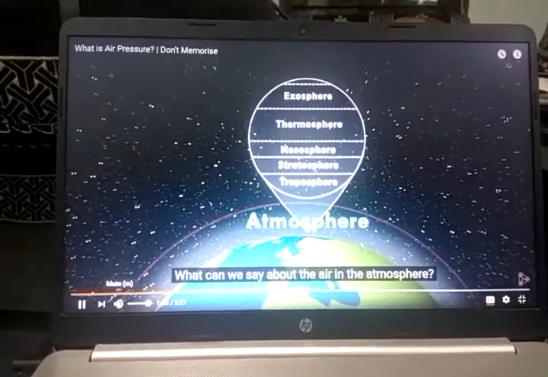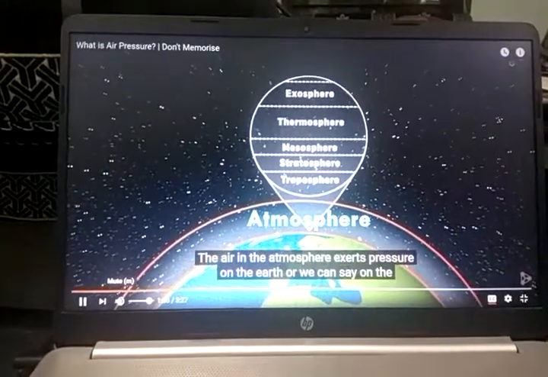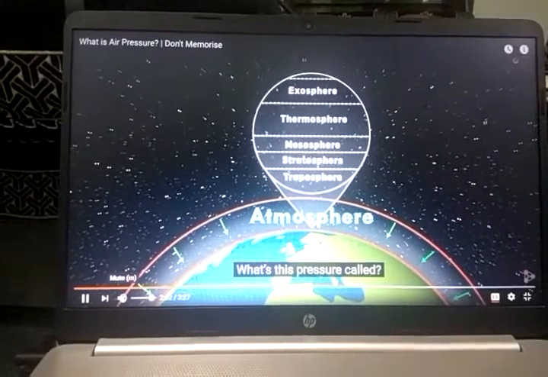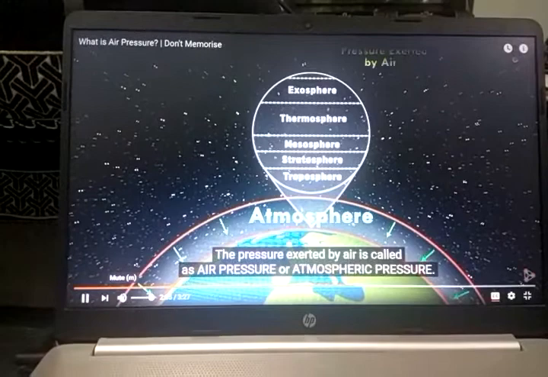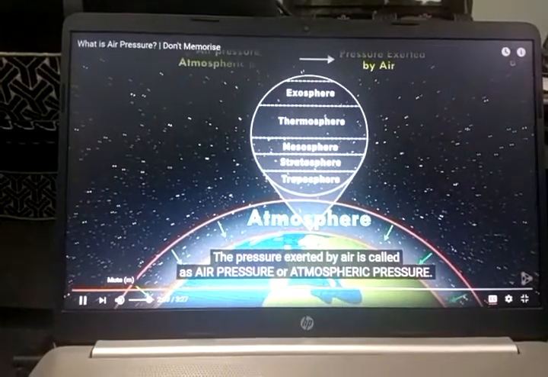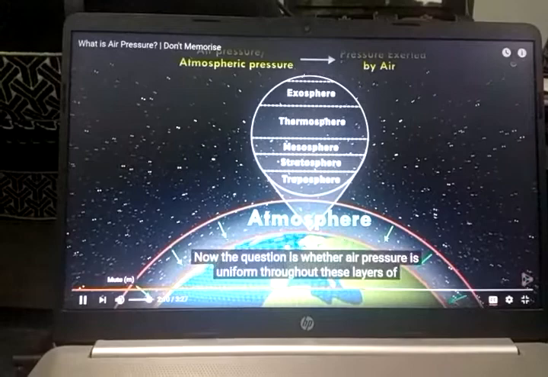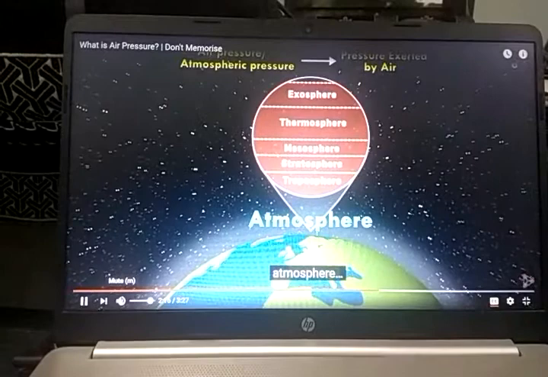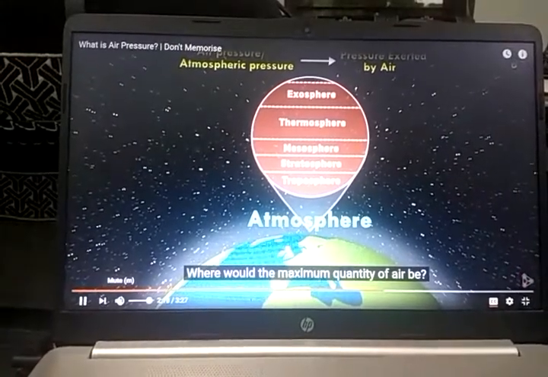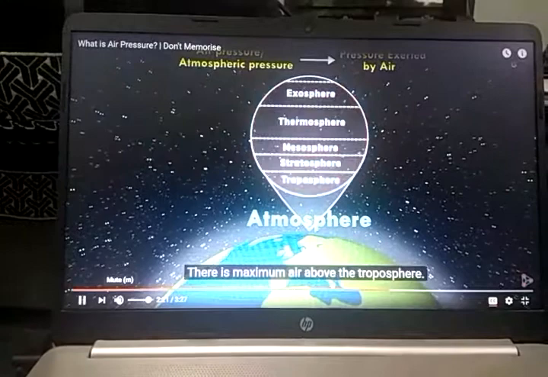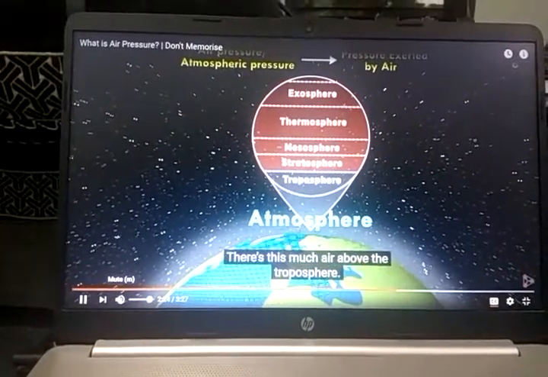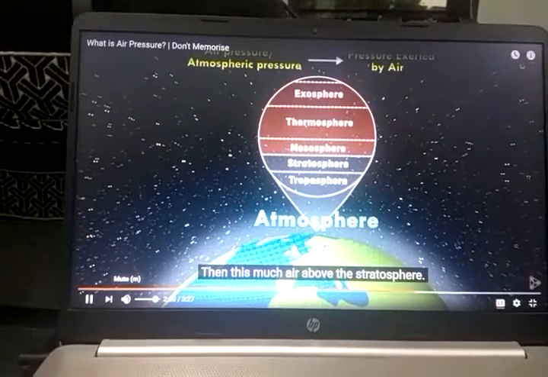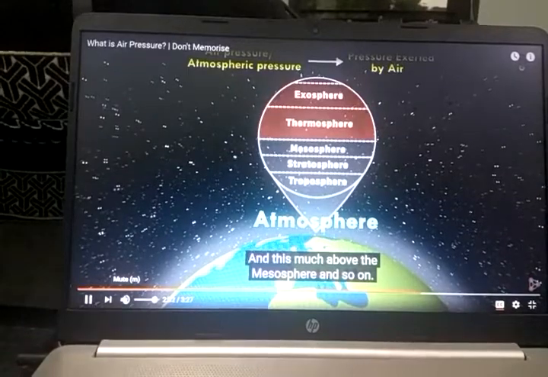What can we say about the air in the atmosphere? The air in the atmosphere exerts pressure on the earth, or we can say on the earth's objects. What is this pressure called? The pressure exerted by air is called air pressure or atmospheric pressure. Now the question is whether air pressure is uniform throughout these layers of the atmosphere. Think about it. Where would the maximum quantity of air be? There is this much air above the troposphere, then this much air above the stratosphere, and this much above the mesosphere, and so on.